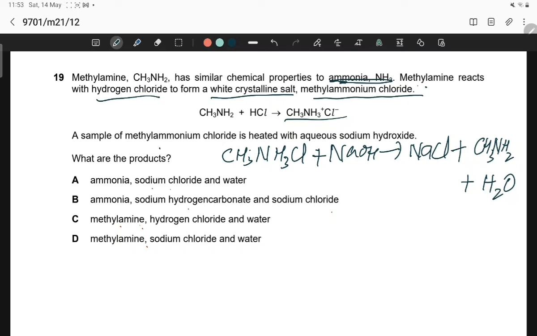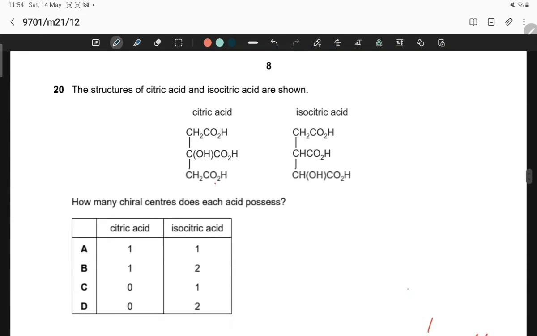So ammonia, sodium chloride and water is incorrect. Ammonia, sodium hydrogen carbonate and sodium chloride is also incorrect. Methylamine, hydrogen chloride and water is also incorrect. Methylamine, sodium chloride and water, this is correct. So D option is correct.